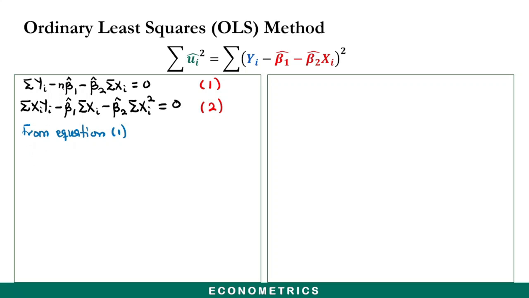So what we are going to do is send the minus n beta 1 hat, we transpose it to the right hand side. So we are going to have sigma yi minus beta 2 hat sigma xi on the left hand side, and then the minus n beta 1 hat becomes positive n beta 1 hat. Now at this point, we divide the right hand side by n and every term on the left also by n. When we do that, you will observe this here.